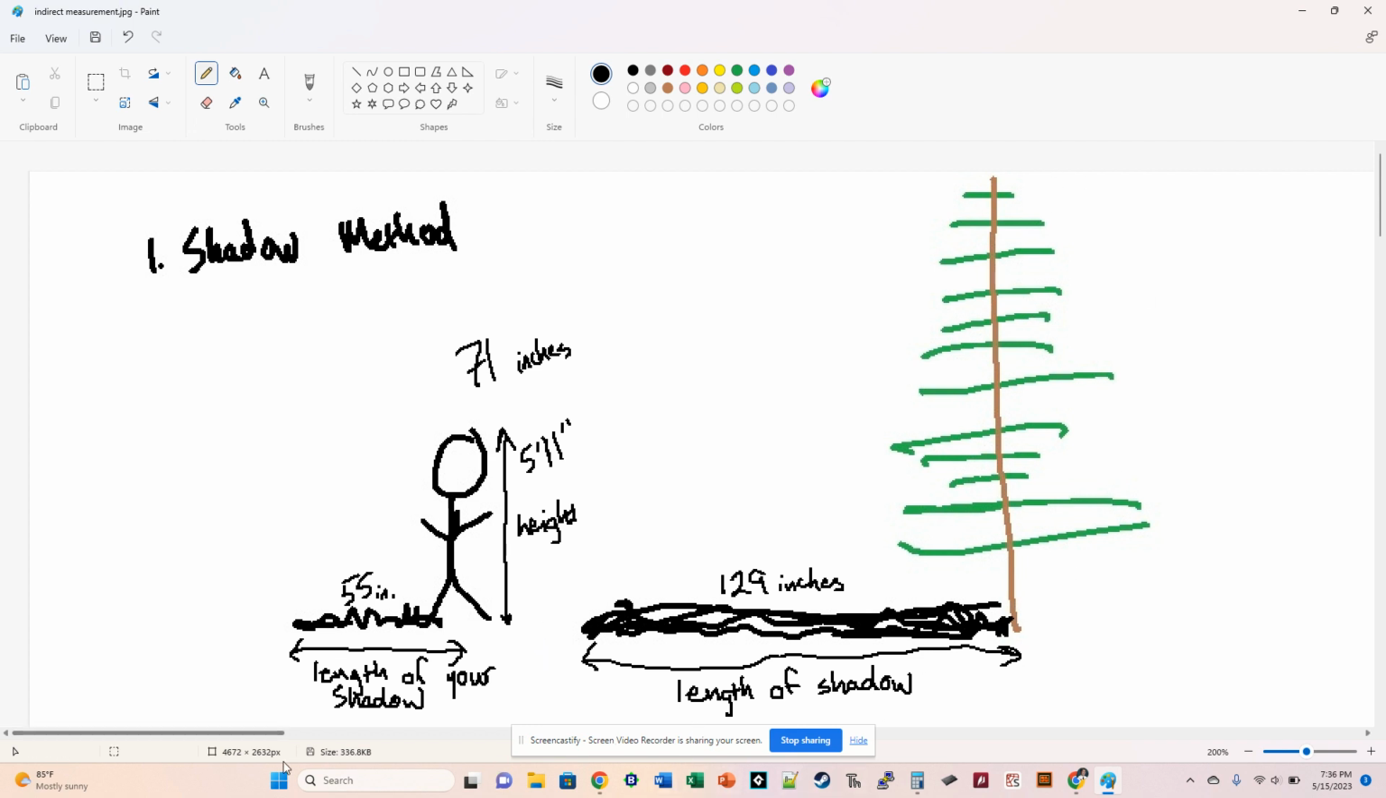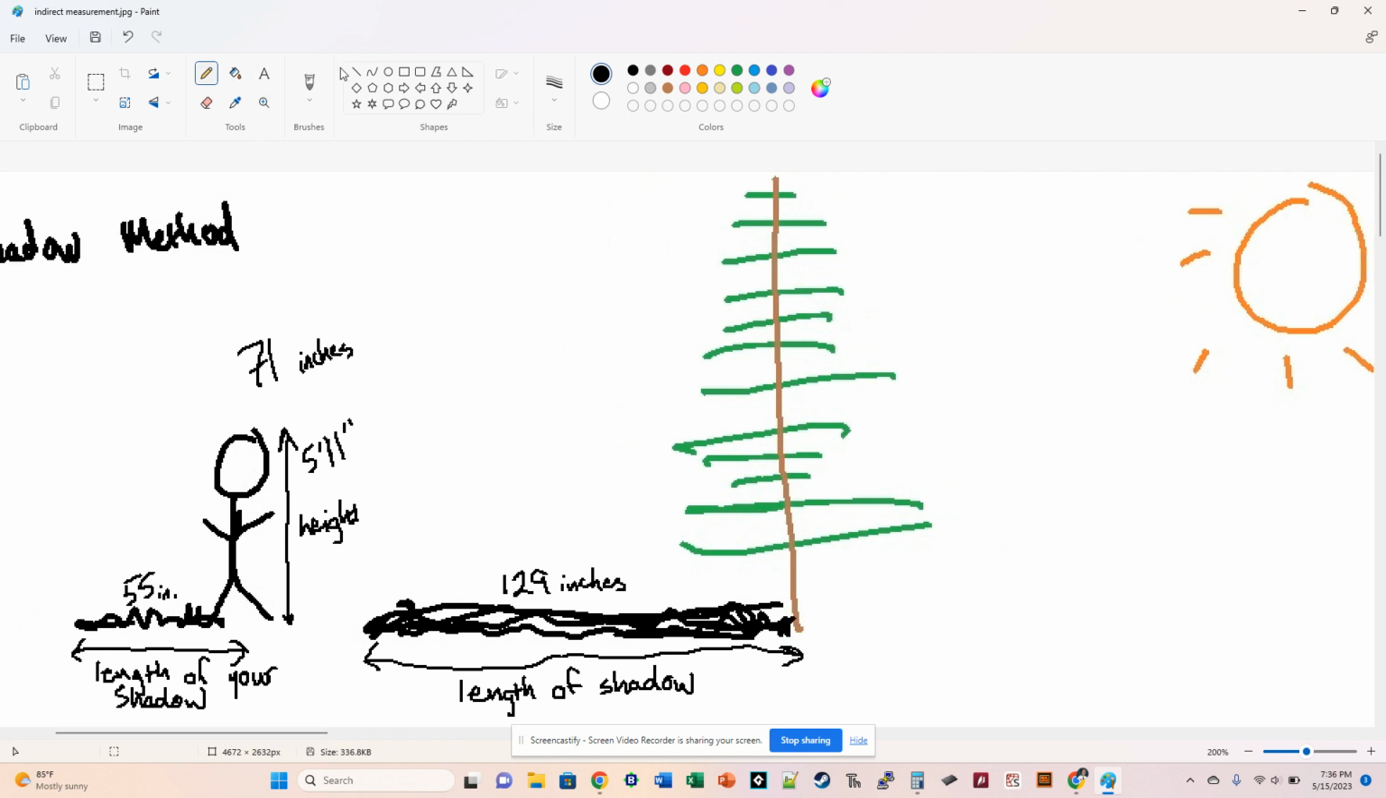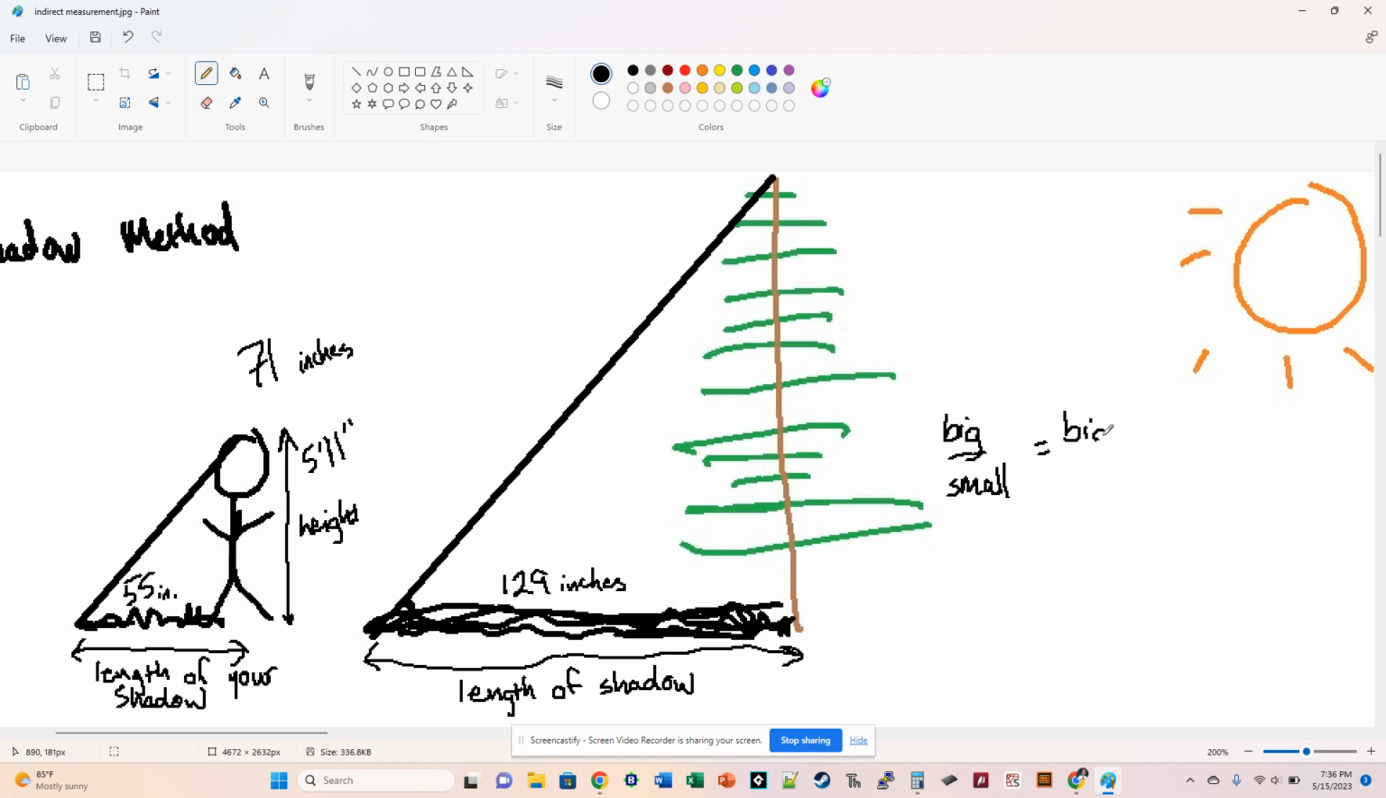Because the sun, and in this case in my drawing, the sun's right here, it forms two triangles, forming the same angles, making them similar triangles, which we've been learning about in math. In order to do this, remember we're going to try to write two fractions, big over small, using the corresponding parts, equals big over small.